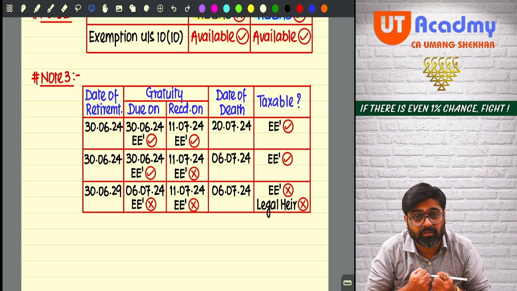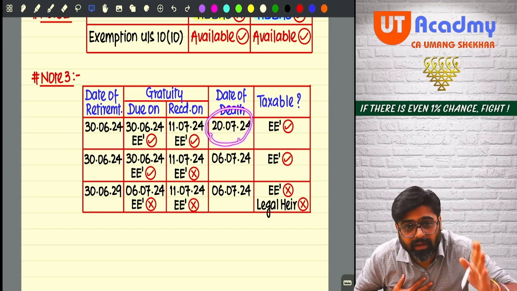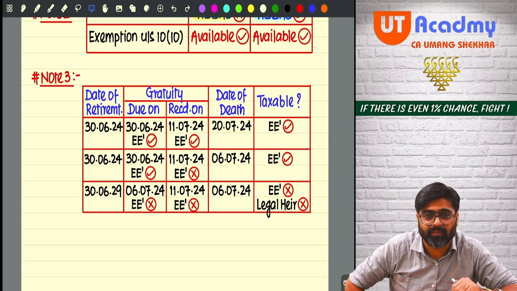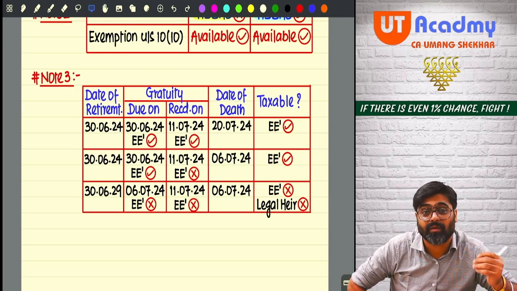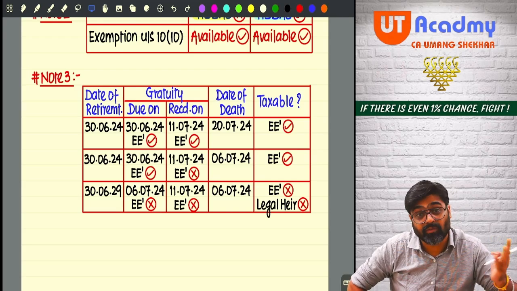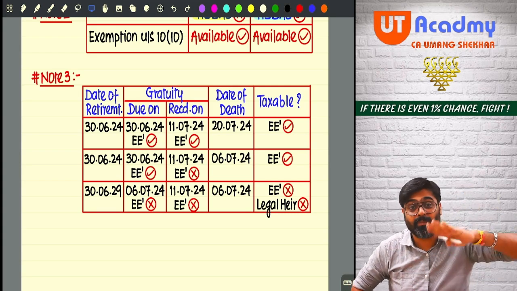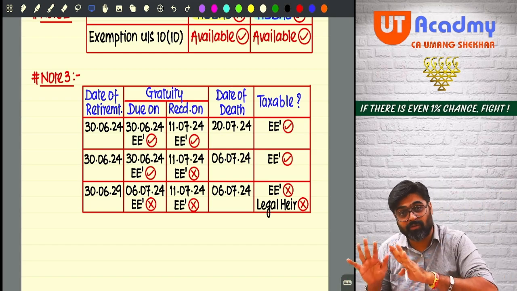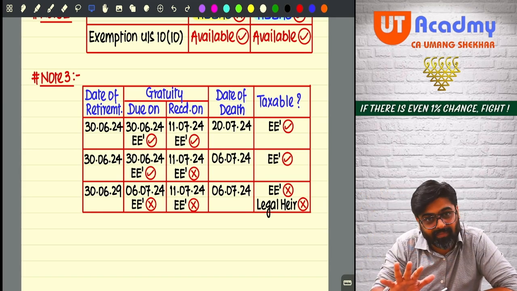Out of happiness, he got a heart attack on 20th July and he died. Possible or not possible? Is he dying before retirement or after retirement? After retirement. After the gratuity became due on retirement, he is dying. So death is happening after retirement. Retirement is happening first. So his gratuity becomes due on retirement.